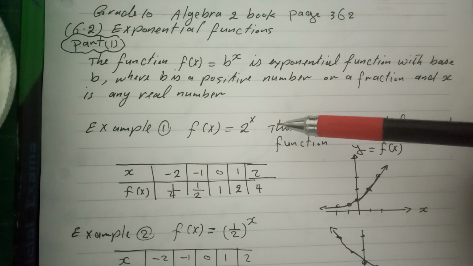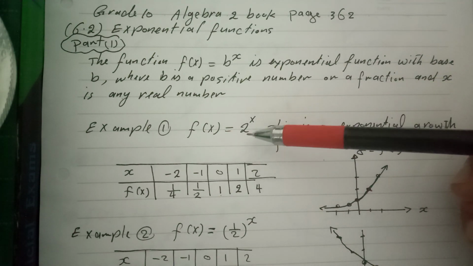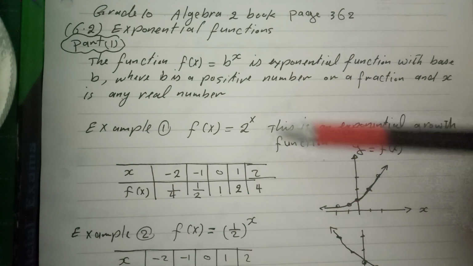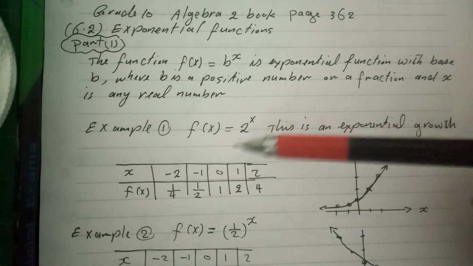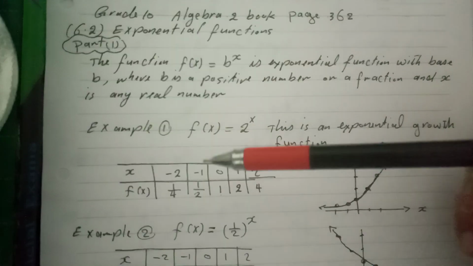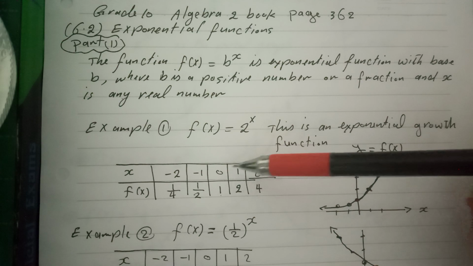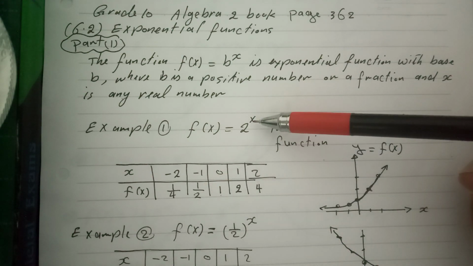Let's see how we can graph the first one. For example, if I have a function f(x) equals 2 power x, or 3 power x, or 5 power x, anything power x, how can we graph it? If you make a table of values like this, and give x some values like -1, -2, 0, 1, 2, and then try to get the corresponding values of y or f(x) by substitution in this notation.